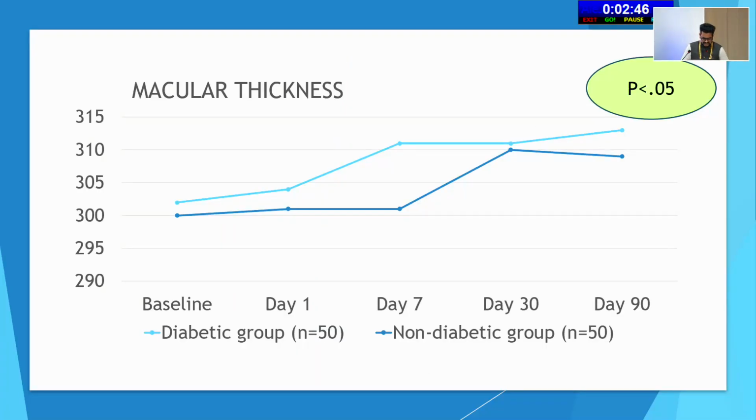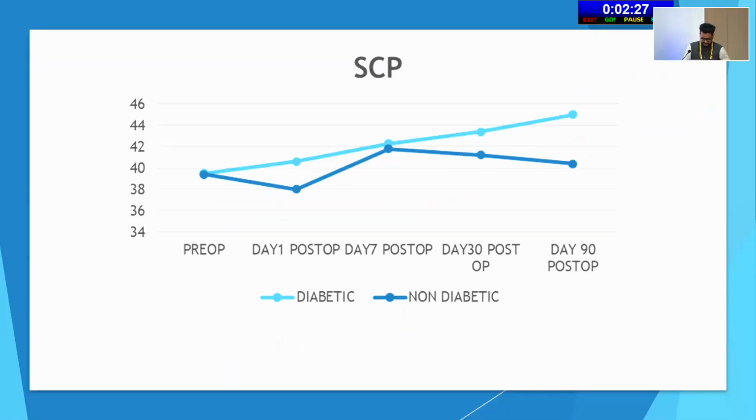Macular thickness, as we can see, shows an increasing trend for the diabetic patients till day 7. Then there is a plateau from day 7 to day 30. And from day 30 again we can see a rise in the trend. Similarly for non-diabetics, we can see an increase till day 30, and then the value decreases post day 30.